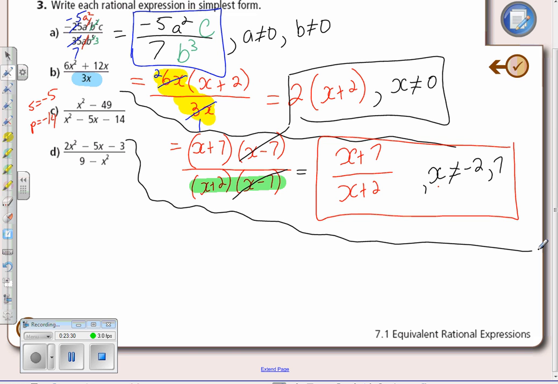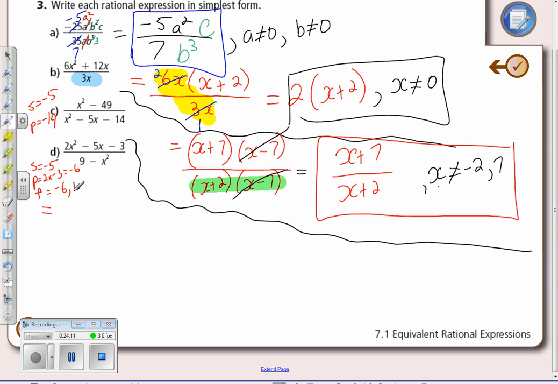And the last one there. Got to factor the numerator, got to factor the denominator. So factoring the numerator here. We've got sum equal to -5. We've got a product equal to 2 times -3, which is equal to -6. So my two factors are going to be -6 and 1 there.